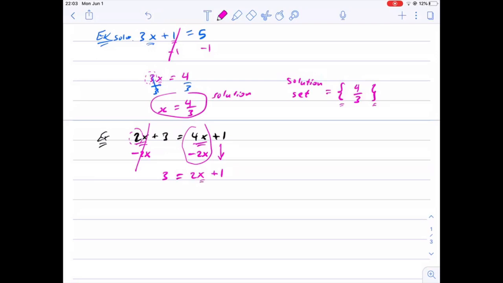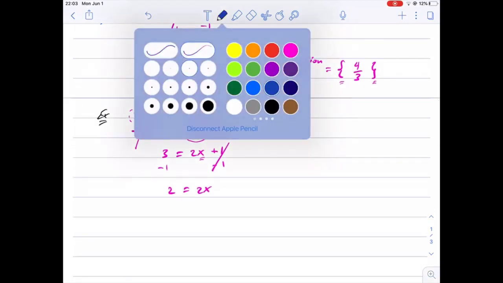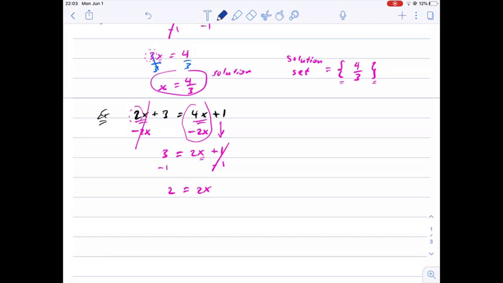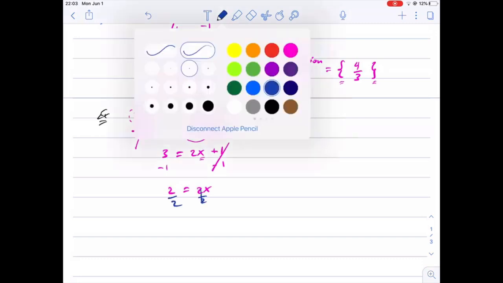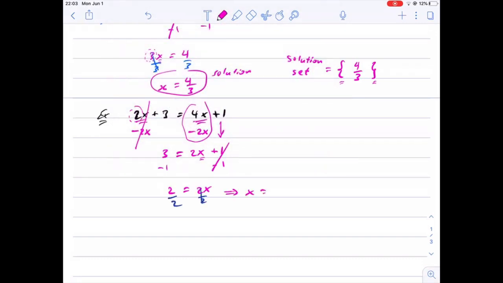We need to isolate x. So in order to isolate x, we start with the number that's added or subtracted to this term. We have 1 added, so subtract 1 from both sides. You get 3 minus 1, 2, equals 2x, which is 2 multiplied by x. In order to get rid of the 2, we divide both sides by 2. So the answer is x equals 2 over 2, which is equal to 1. So the solution set is {1}.